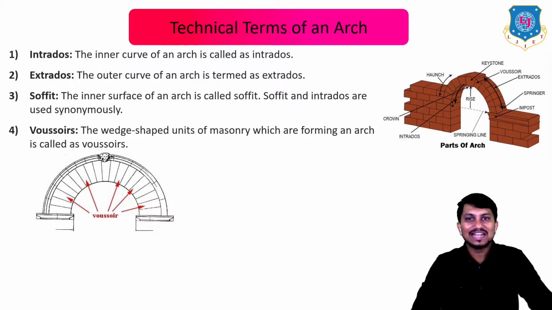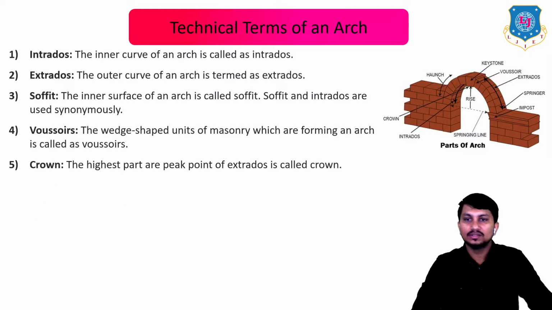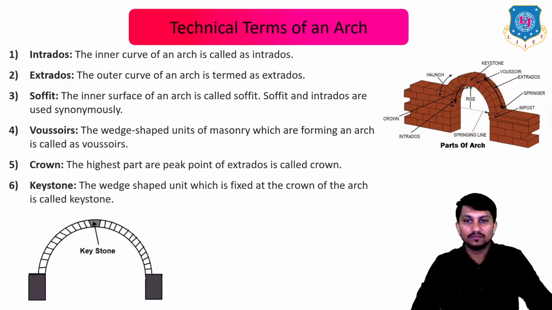Next is crown. The highest part or peak point of the extrados is called the crown. Next is keystone. The wedge-shaped unit which is fixed at the crown of an arch is called the keystone. You can clearly see the keystone here and the keystone here also.